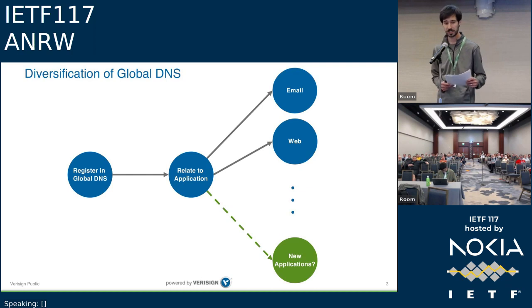Now on this slide, we see a graphical example of some of these relations that I just mentioned. First, you register a DNS domain name in the global DNS, and then you relate it to an application. And one of the questions we always ask is, could this pattern repeat itself for new use cases?